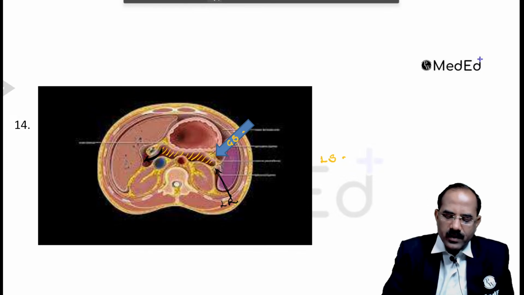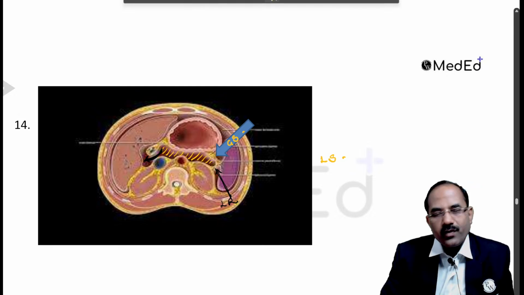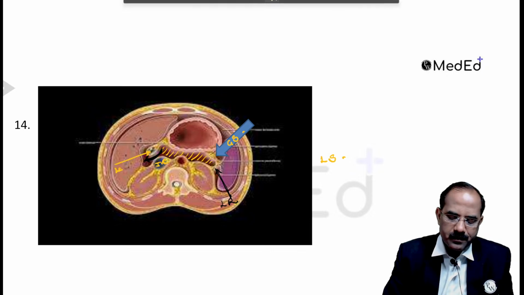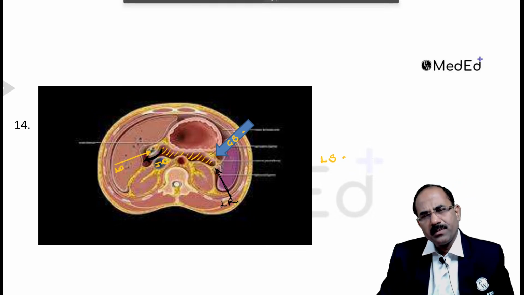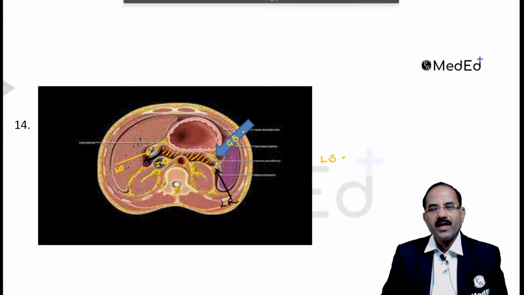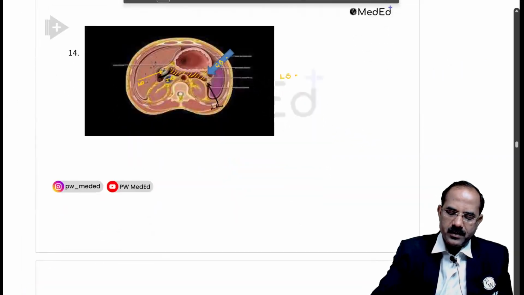Fine. So who is this? This is the IVC. The arrow is the epiploic foramen. This is the IVC, and this is the lesser omentum, containing the hepatic artery, portal vein, and the bile duct. Fine, perfect. Okay, very good. Let us proceed to the next MCQ.